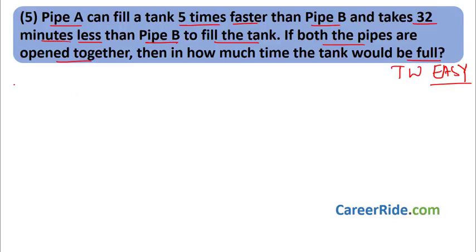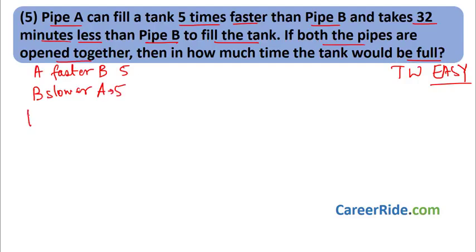Now what have they given? They have given that pipe A can fill a tank 5 times faster than pipe B. That means A is faster than B. What does that mean? B is slower than A, right? Now A is 5 times faster than B, so B is also, what does that mean? B is 5 times slower than A.